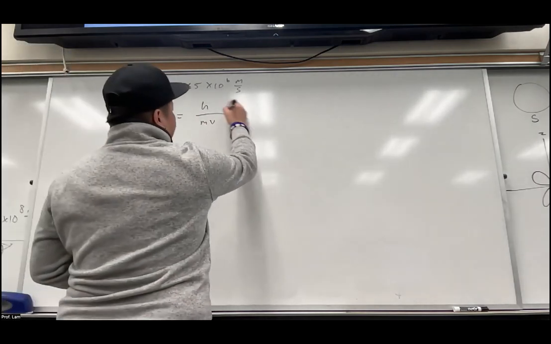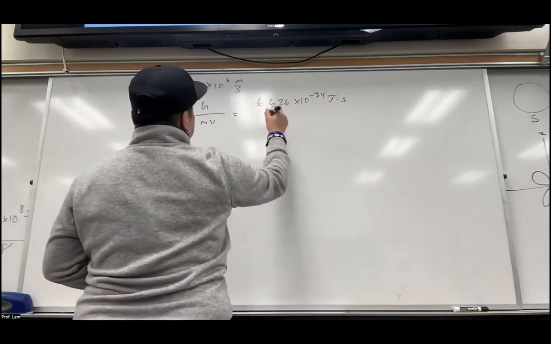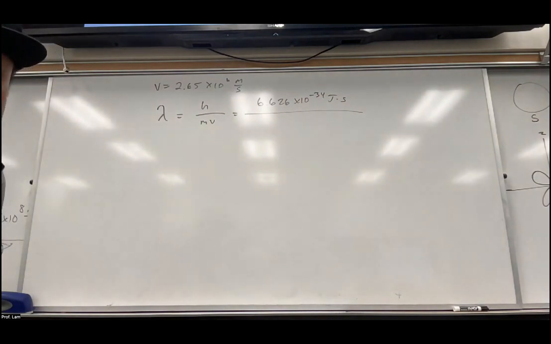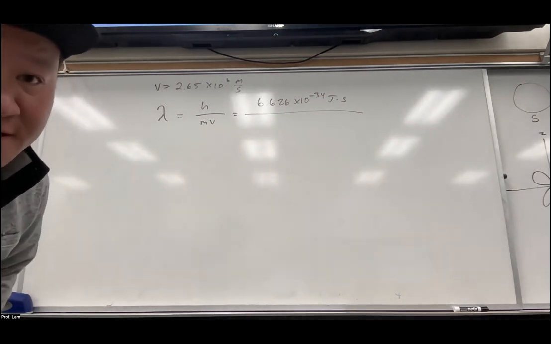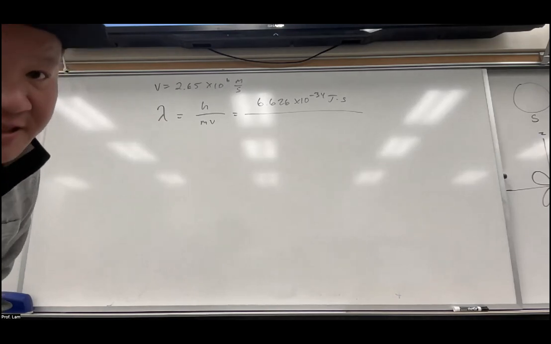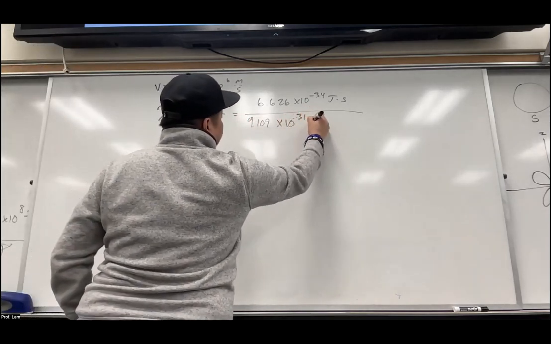Right? So Planck's constant is 6.626 times 10 to the minus 34 joules times second. Divide by, we gotta look up the mass of the electron. This should be on your conversion sheet. It should list the mass of the electron, and you are going to want to calculate it in kilograms. So look it up as kilograms. It's 9.109 times 10 to the minus 31 kilograms.